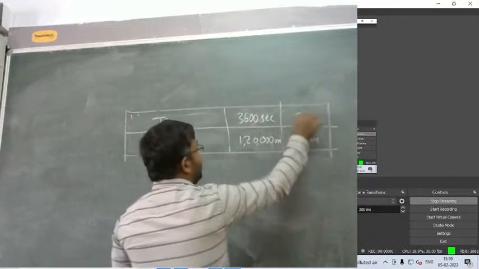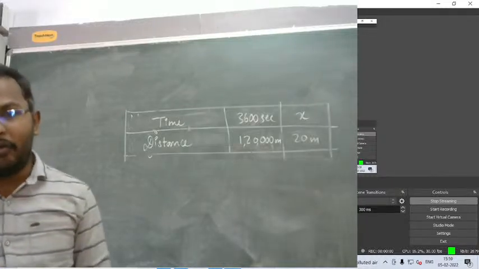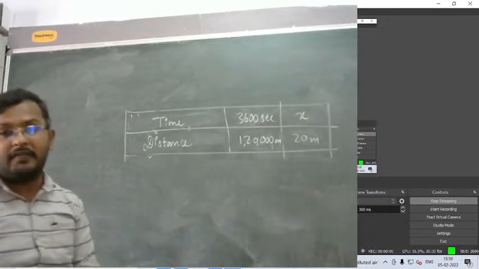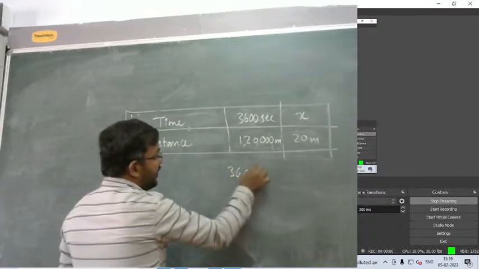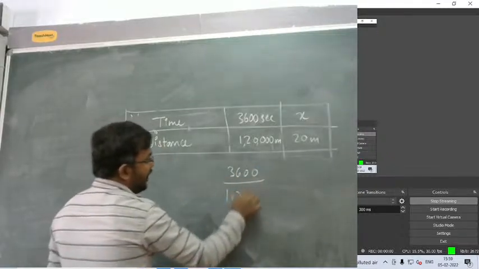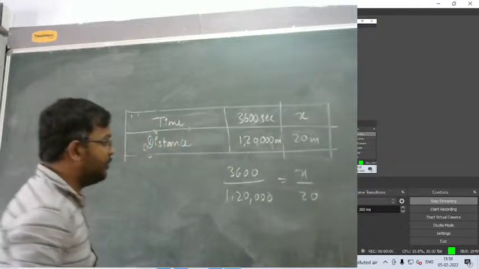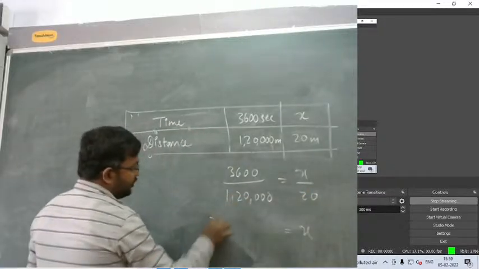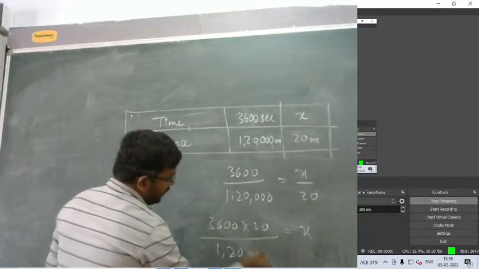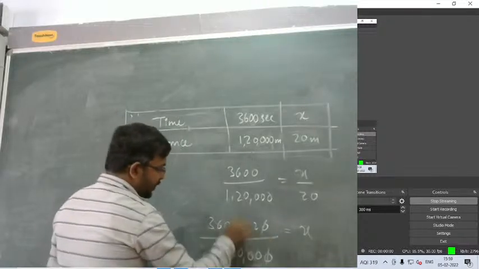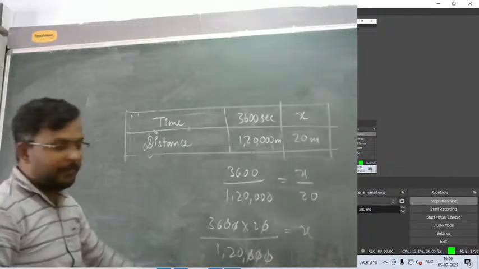Now to travel 20 meter, how much time it is going to take, that you have to find here. So you take this as x. Now if it travels for more time, obviously it will cover more distance. So it is a question of direct proportion. That is 3600 second divided by 1,20,000 is equal to x by 20. So cross multiply. X is equal to 3600 into 20 divided by 1,20,000. So 3 zeros will get cancelled. 36 into 2 divided by 120.